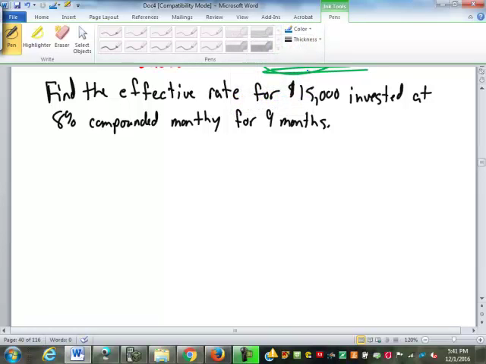So now for this one, we don't have to worry about it because it's less than a year. If it's less than a year, we go for the actual amount of time. So to find our future value here, this will be the $15,000 times 1 plus 0.08 divided by, compounded monthly, so divided by 12.